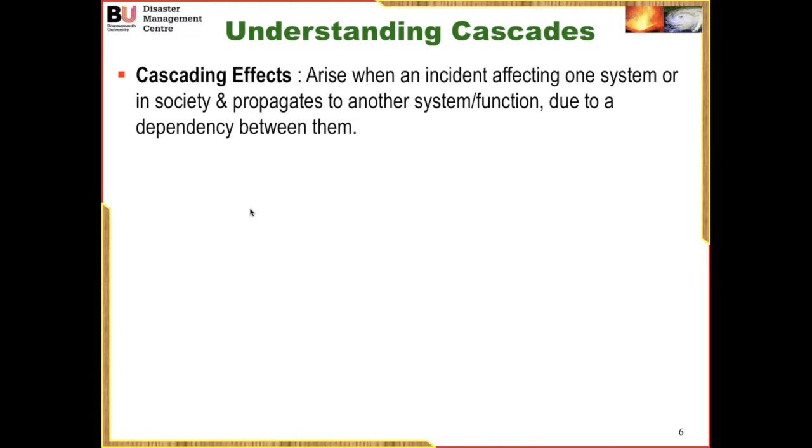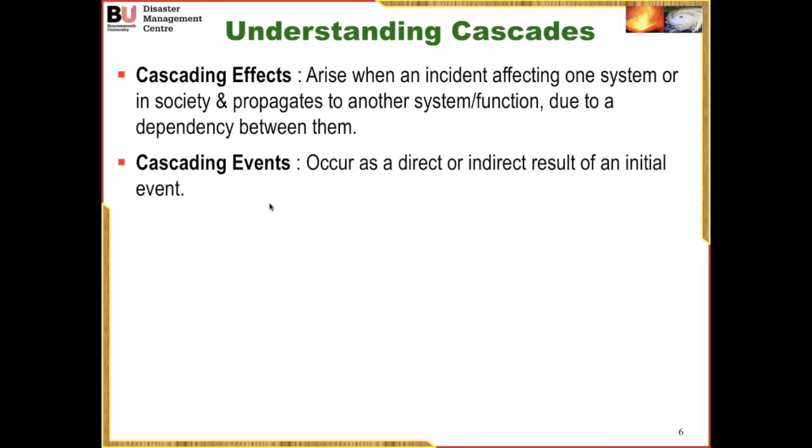We talk about cascading effects. This arises when an incident affecting one system or part of society propagates to another system due to dependency in the system. An example would be an earthquake that causes fire, or maybe tornadoes that down power lines. You always hear, if you are reading the literature, about cascading events.